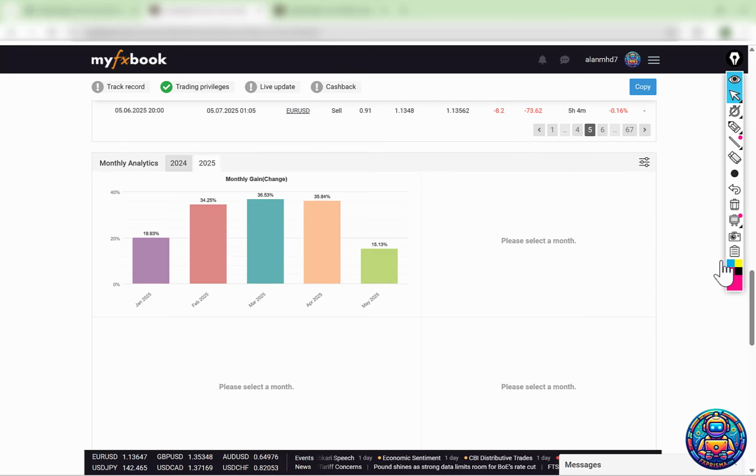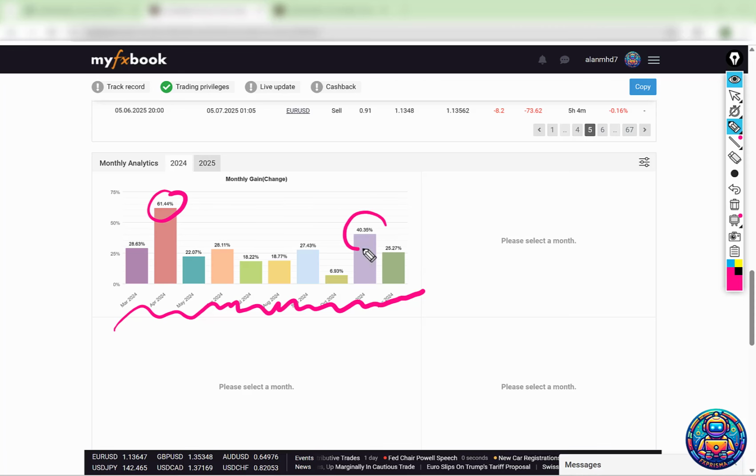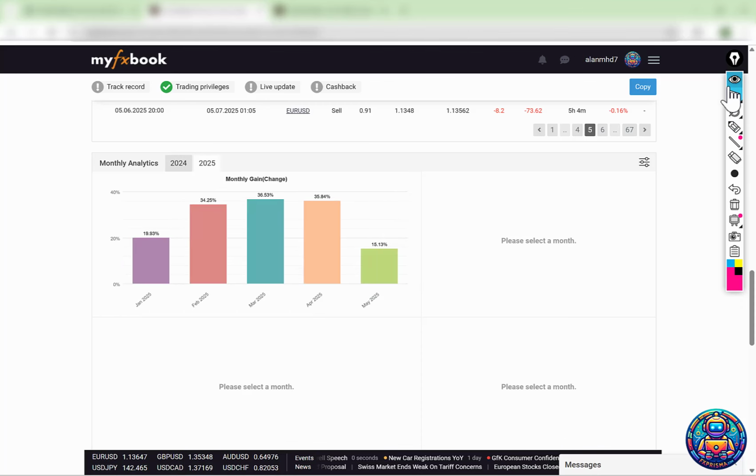If you go back to the history, it started from March 2024, and you can see the results were consistent and reliable. Here we have 61%, here we have 40%. I think the result is absolutely amazing. Yes, there is a risk associated with this robot, but I will tell you what to do about it.